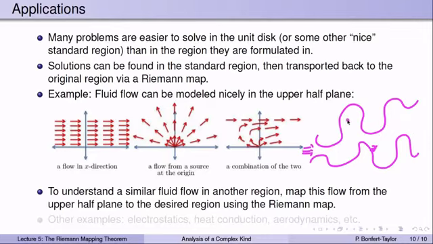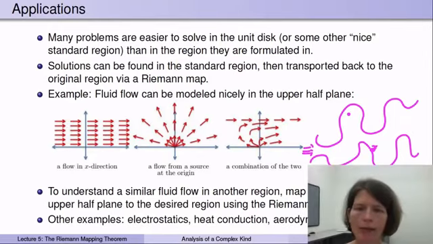It's hard to find the Riemann map, but there are approximations that can be found using a computer. There are many other examples, such as electrostatics, heat conduction, aerodynamics, how does air move around an airplane, and many more. Next week, we'll begin integration. We'll study integration of analytic functions along curves and get to some very powerful theorems, amongst them the Cauchy integral theorem.